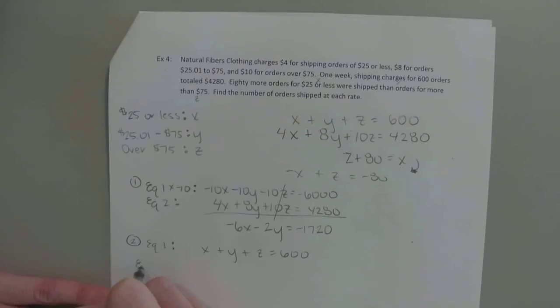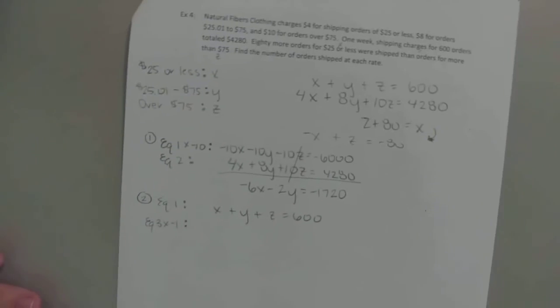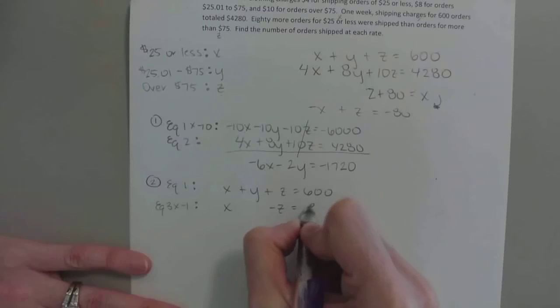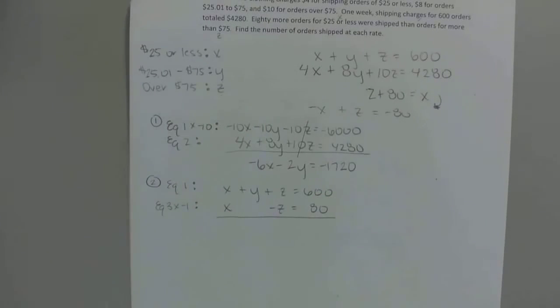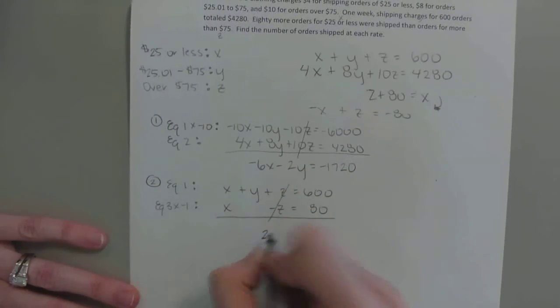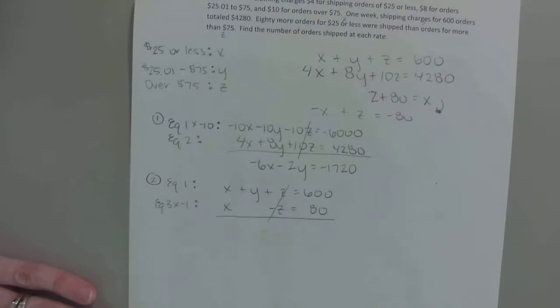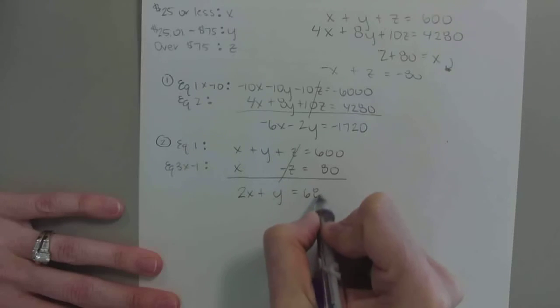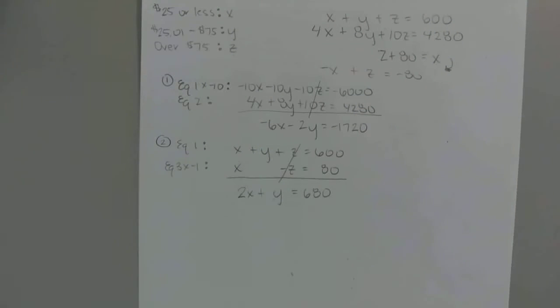X plus y plus z equals 600. And let's take equation 3 times negative 1. Positive x, negative z equals positive 80. The z's would cancel. Well, the x's don't cancel, we should add them together, right? So we'll have 2x plus y equals 680. But what we've done, guys, is we've taken 3 variables and narrowed it down to 2 variables.